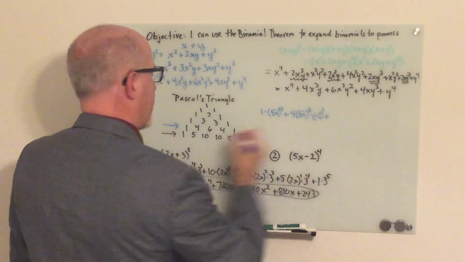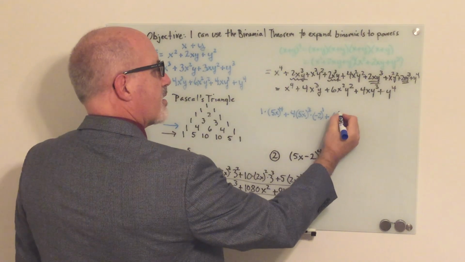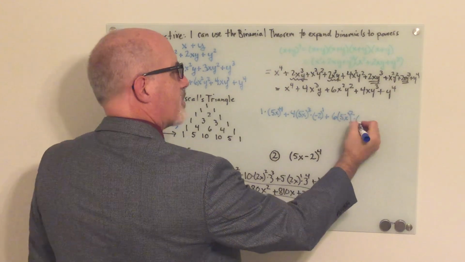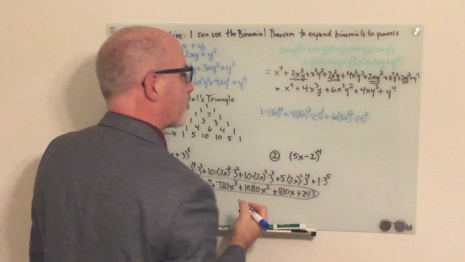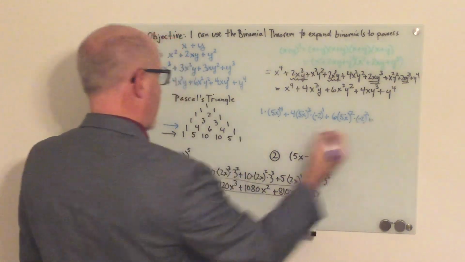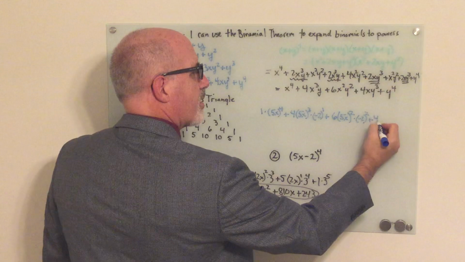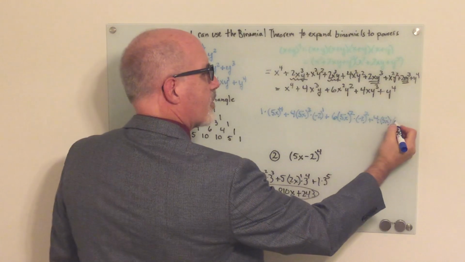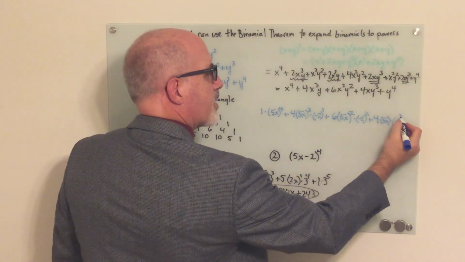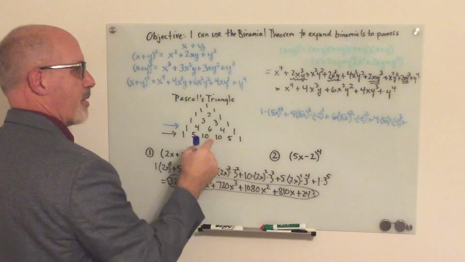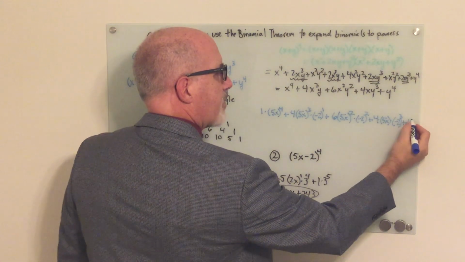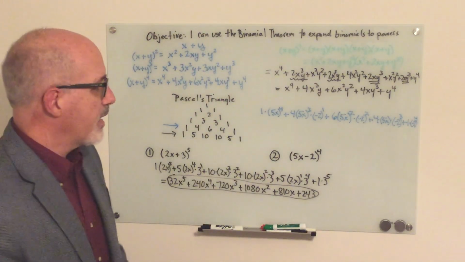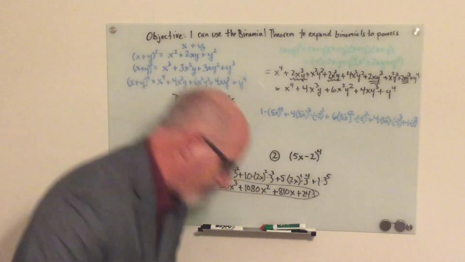Then plus 6 times 5x to the 2nd power times negative 2 to the second. Then plus, I'm going to have a 4 here, times 5x to the first, times negative 2 cubed, and then plus the last one's going to be my 1 times negative 2 to the 4th power here. Okay, now I'm going to take these and simplify each one of them.